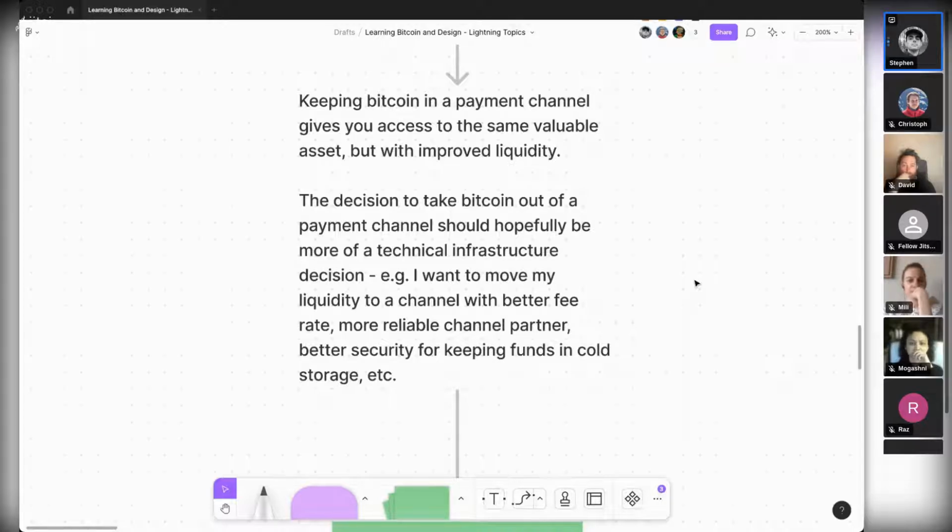Oh, I've made so much money on this Lightning channel. I want to move some of the funds to cold storage, just to keep them offline, make them safer, that kind of thing. Or I want a channel with even more funds in it. So I'm going to start a new channel, right? These are all kind of technical infrastructure reasons why Bob might close the channel to manage his Lightning node better. But he doesn't have to do it, because funds in a Lightning channel are Bitcoin that's just as good as funds that are not in a Lightning channel.